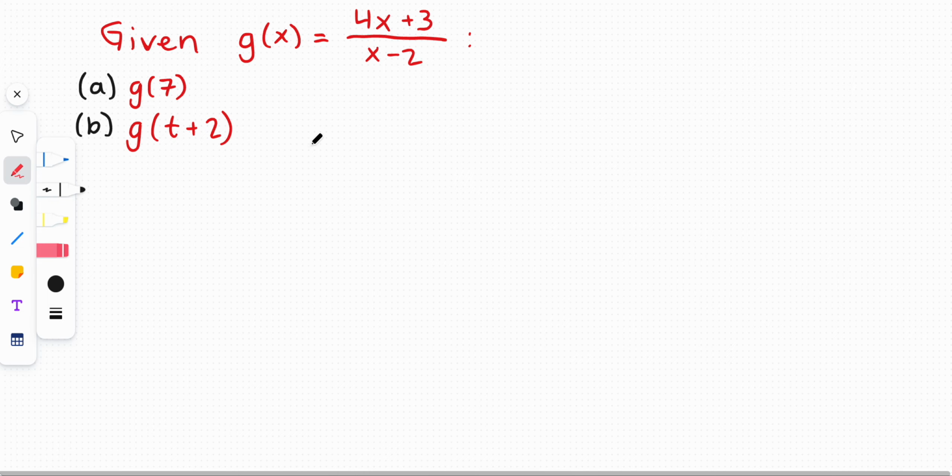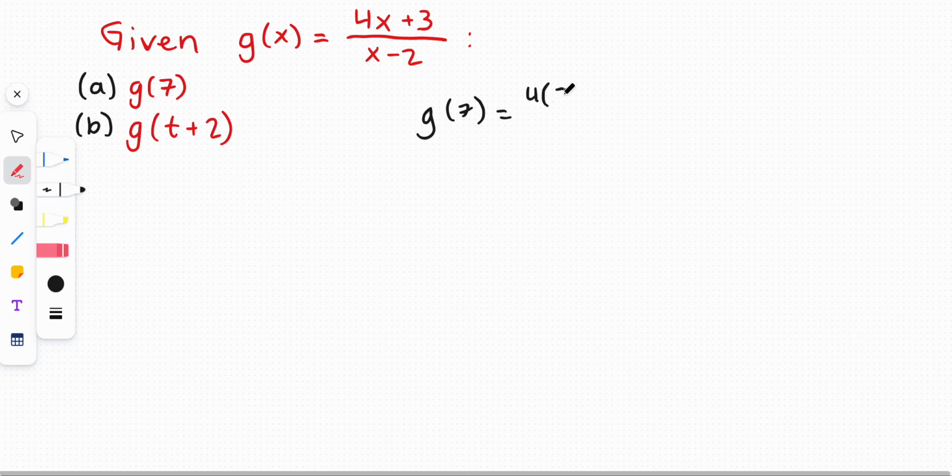All right, so in this case, we're given g of x equals 4x plus 3 all divided by x minus 2. So for part A, we have an input value of 7, and we just need to figure out what is the output value. In other words, we just need to figure out what is g when our input is 7. Right? So we can just sub in 7 for x. Whenever we see x, we put in 7 instead.